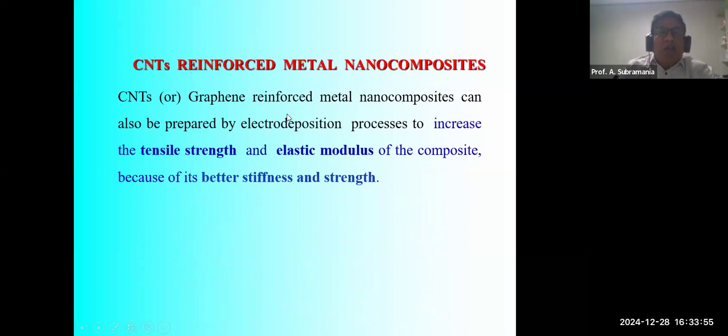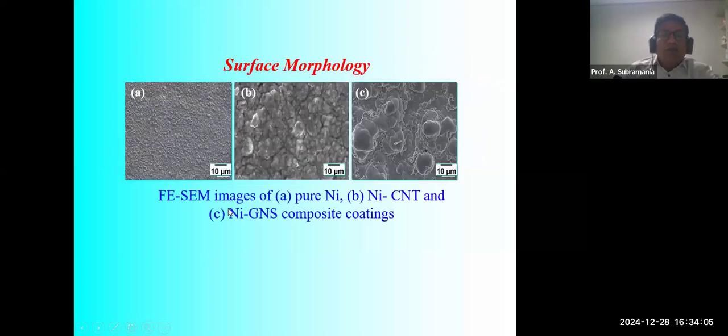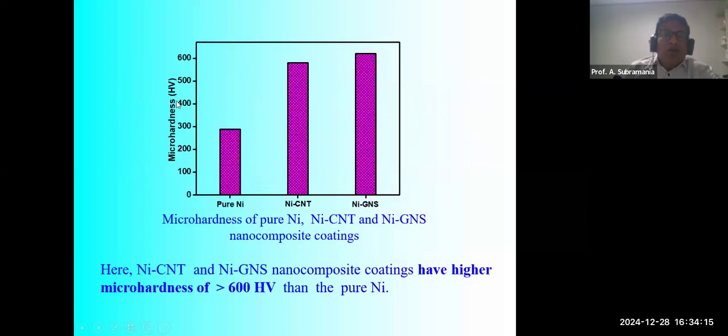Similarly, the CNT or graphene reinforced metal nanocomposites can also be developed to increase the tensile strength and the elastic modulus of the composites. So this is the pure nickel, this one is nickel CNT embedded, and this one is nickel graphene embedded composite coatings. See here also, compared with the pure nickel, this composite coating has very high microhardness, more than 60 HV higher than the pure nickel.